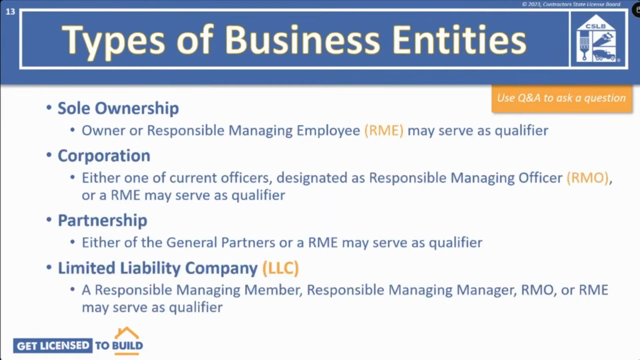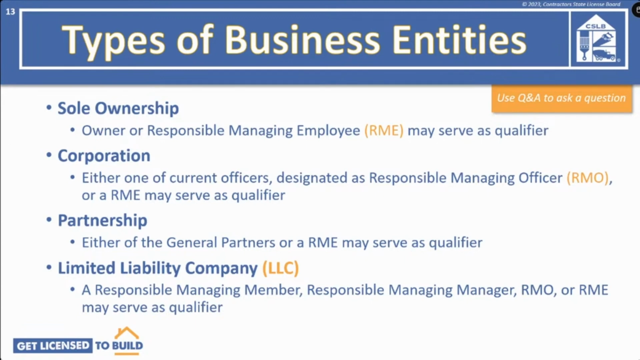The next thing you're going to need to determine before applying for your license is what type of entity your business will be. There are 4 types. First is a sole ownership, where the owner or responsible managing employee may serve as the license qualifier. Just about 2/3 of the contracting businesses in California are sole ownerships.